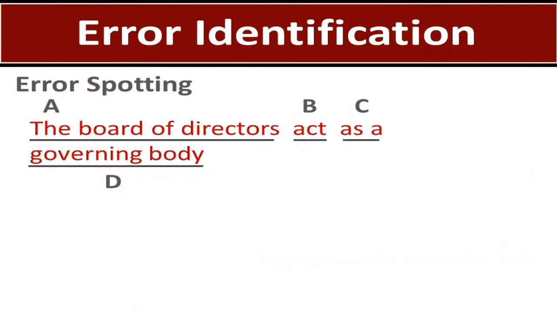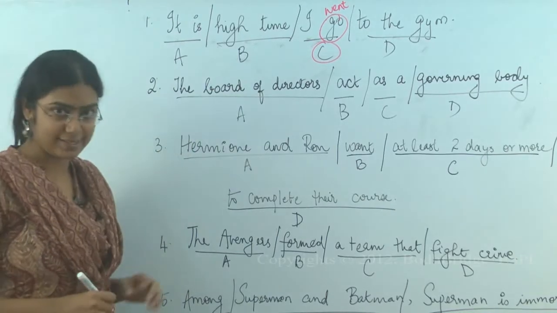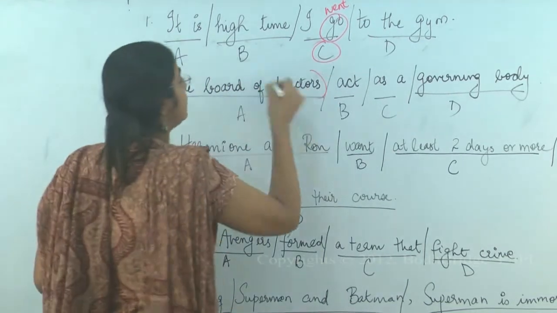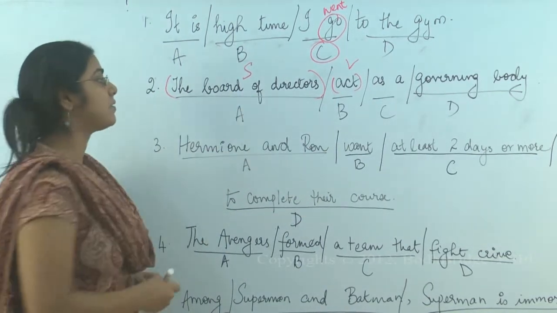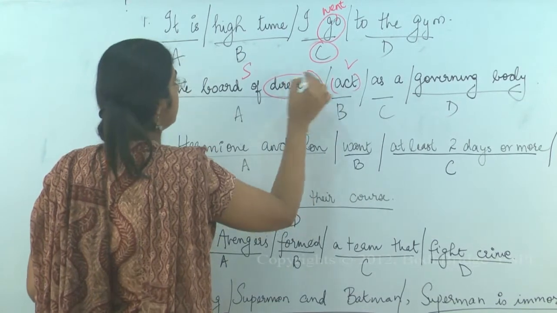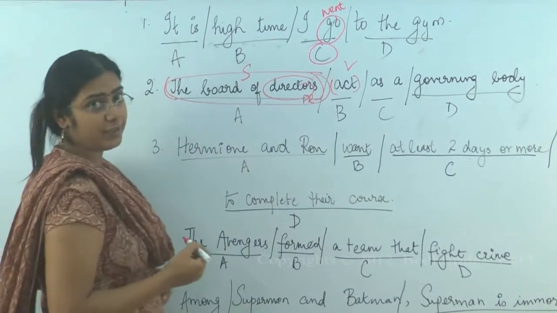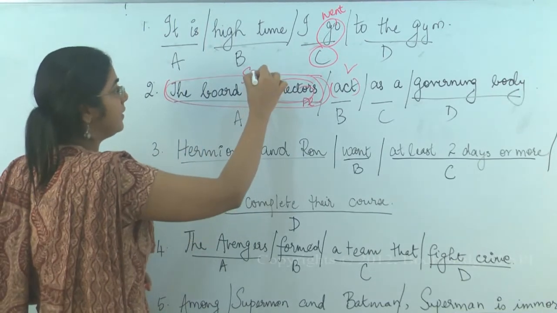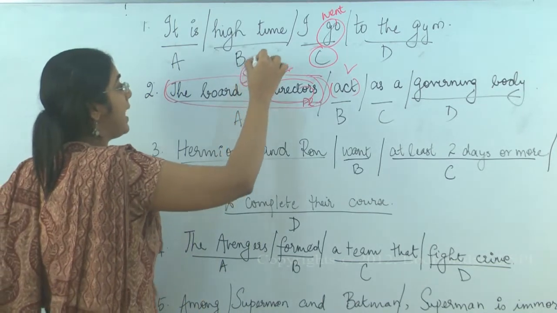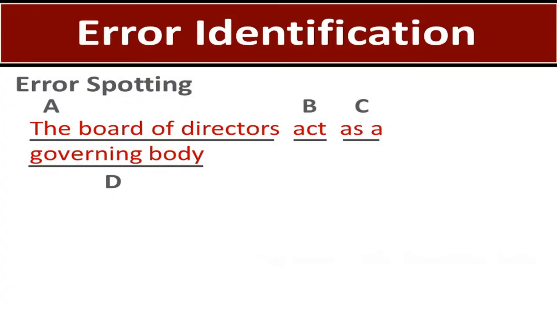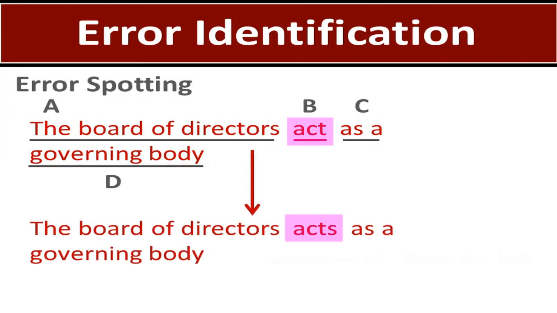Look into this. The board of directors act as a governing body. The board of directors is the subject. Act is the verb. The board of directors, although directors is plural, the entire subject, which is the board of directors, is singular. Okay. So, the S here has to come here. The sentence should actually read, the board of directors acts as a governing body. So, B is erroneous here.